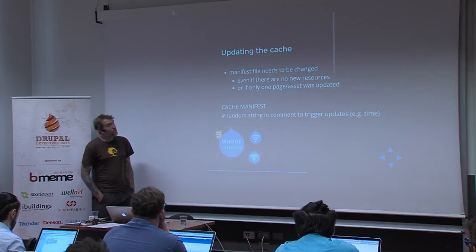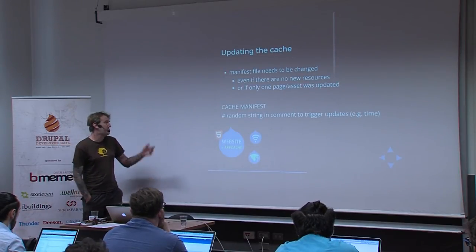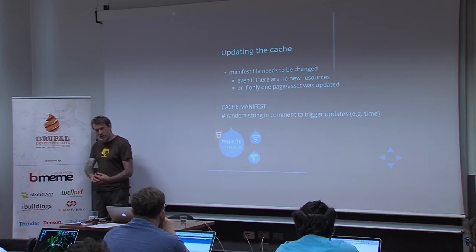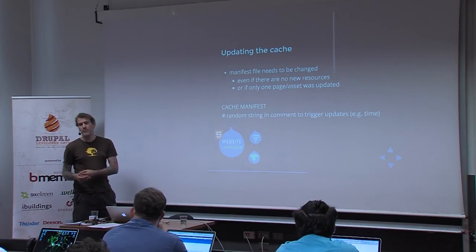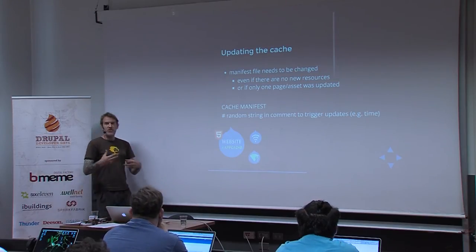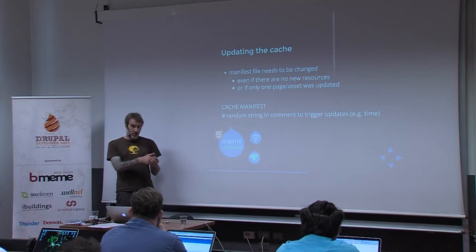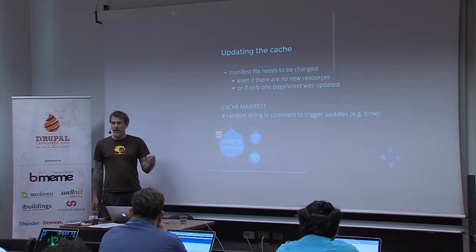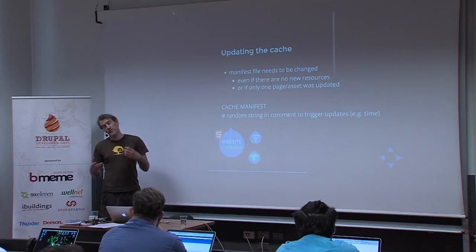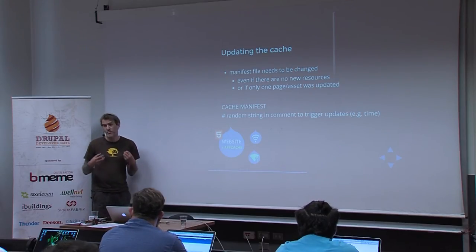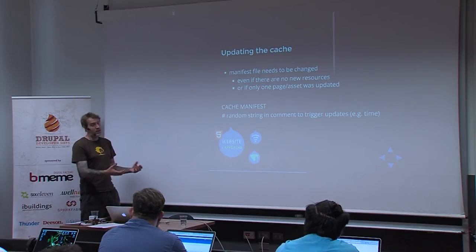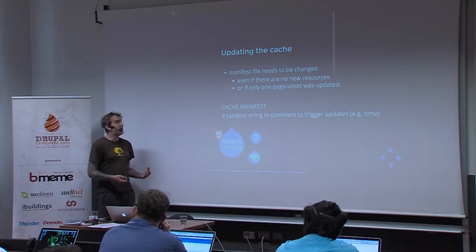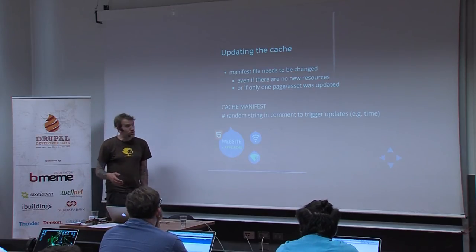So how do you update a cache? It's kind of one of the pitfalls. The only way to update the content in your application cache is by changing the manifest file. So if you change a page, it will not be automatically updated in your application cache. The browser will look up at every request whether something has changed in the manifest file. If the manifest file has changed, then it will look at the resources in the file and start updating all the stuff in your cache. So that's really important.